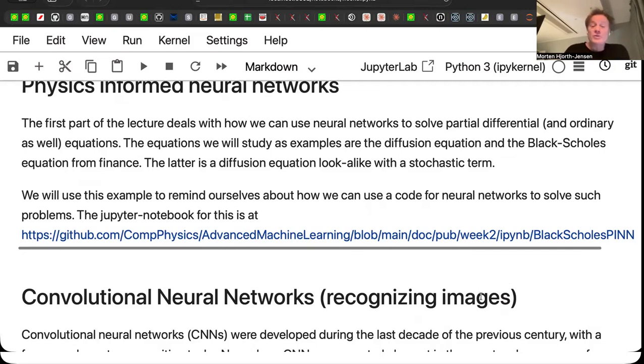But now, what we're going to do is to simply switch over to the whiteboard and remind ourselves a little bit of a simpler approach, which we can start with when we want to solve differential equations with neural networks. So let's just switch to the whiteboard.